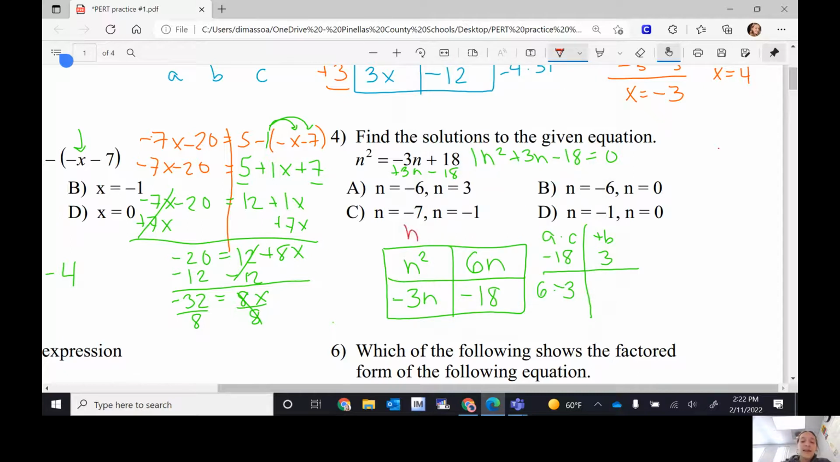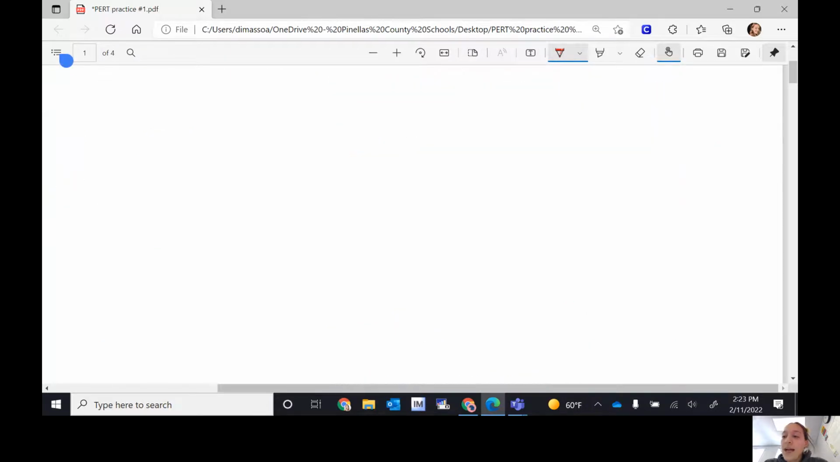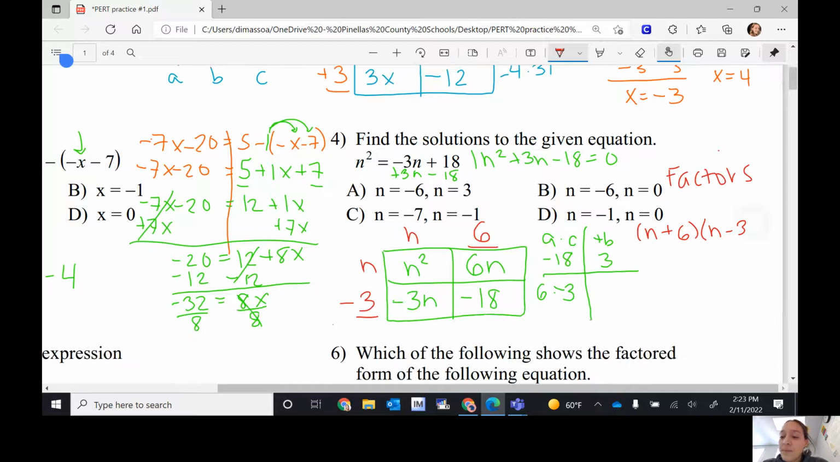So obviously n times n gives me n squared. That's easy. N times what number gives me 6n? That would be a 6. And n times what number gives me negative 3n? That would be negative 3. So my factors are going to be n plus 6 and then n minus 3. And remember, it has to equal 0.